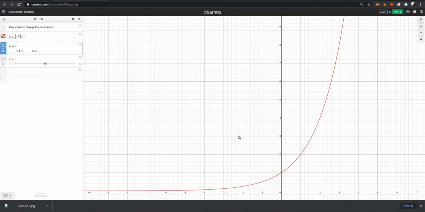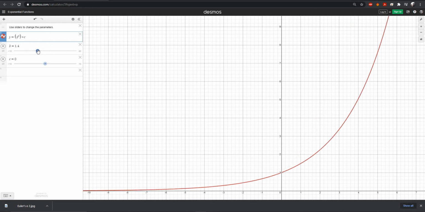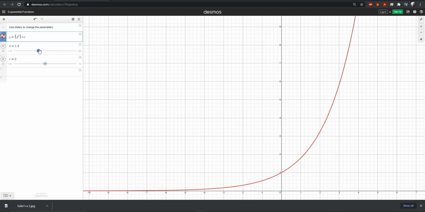Now, here we can see a little bit of the behavior of an exponential function. Please note that for whatever reason in this grapher here, the base is known as b, which actually kind of makes more sense, whereas in the textbook the base was a. And we also have a plus c here. So let's see what happens when we change the base, which in this case is b.